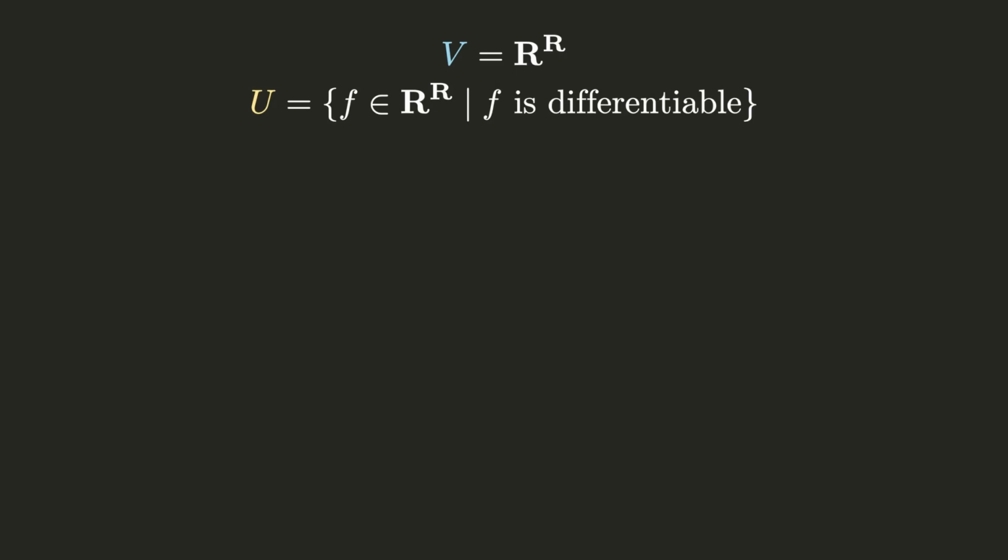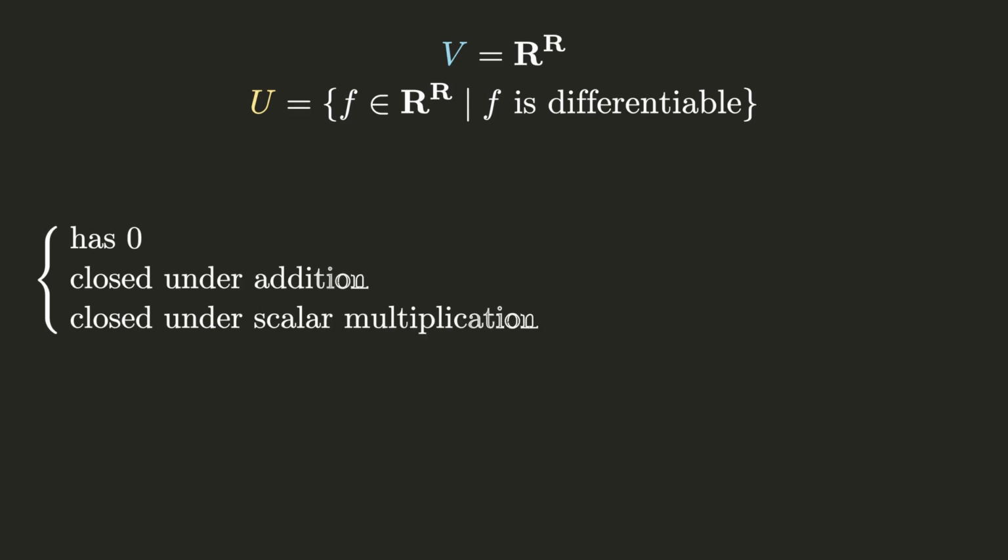Let's suppose V is R to the R, so it contains all the functions from R to R. Notice that we're using the same notation as F to the S. We're just changing the F to R and the S to R as well. Now let's define U to be the set containing all the differentiable functions in V. In this case, is U a subspace of V? Again, we need to check these 3 conditions.